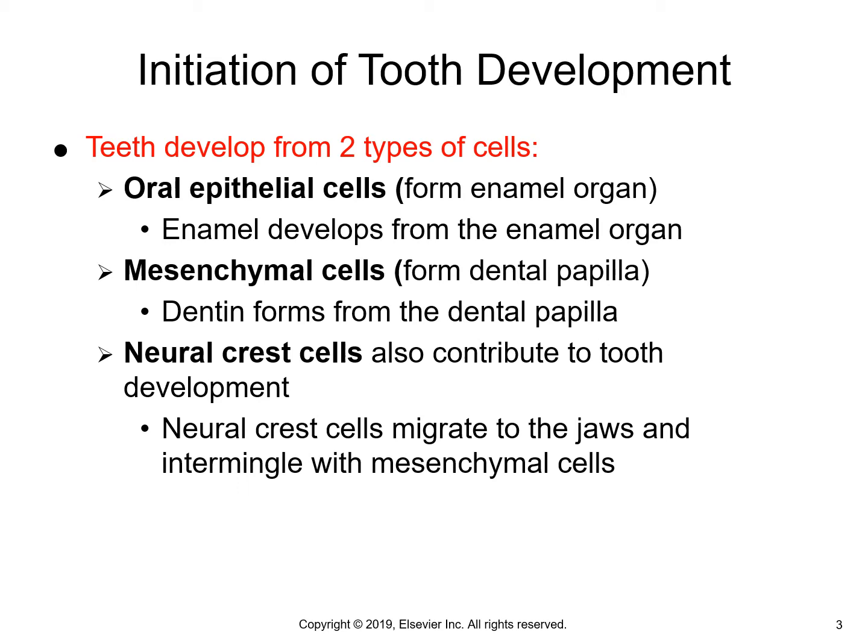Teeth develop from two types of cells. We have oral epithelial cells, which will form the enamel organ. The enamel develops from that enamel organ later. We have mesenchymal cells that will form the dental papilla. Dentin will form from the dental papilla later. And then we have neural crest cells, which also contribute to the tooth development. Neural crest cells will migrate to the jaws and intermingle with mesenchymal cells.